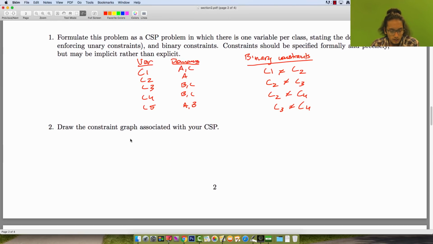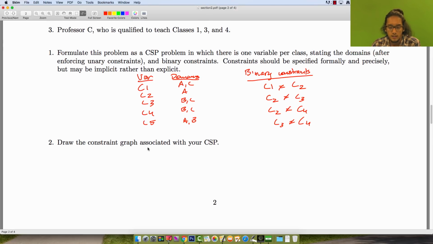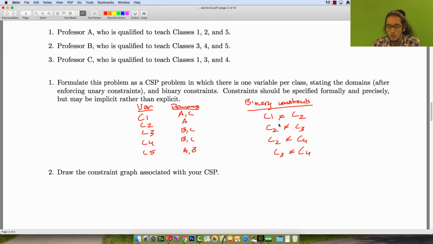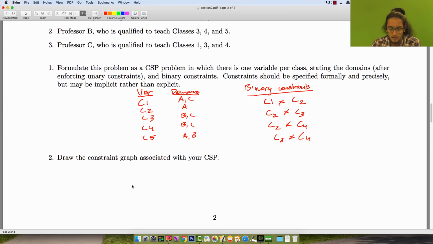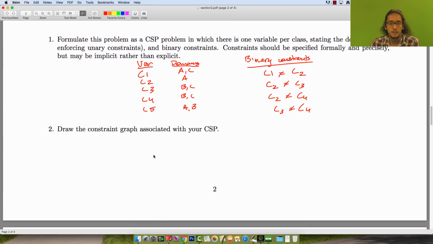Part 2 is draw the constraint graph associated with your CSP. So the constraint graph for a CSP, typically the way we draw it is we have the nodes represent the various variables that we have in the CSP, and the edges represent the binary constraints that we have. And this is assuming that the only constraints we have are binary constraints. If you have constraints on 3 or more variables, then it's going to be difficult to represent that with a graph. So usually this kind of representation is used only when you have just unary and binary constraints, right? So let's draw that.